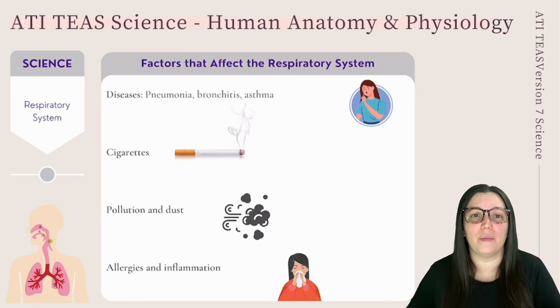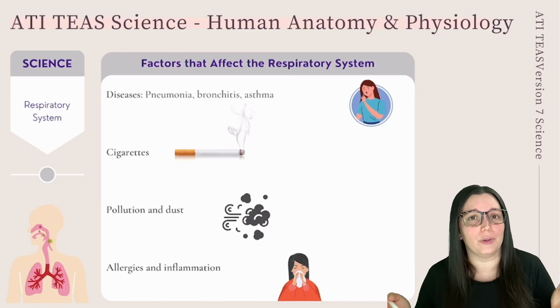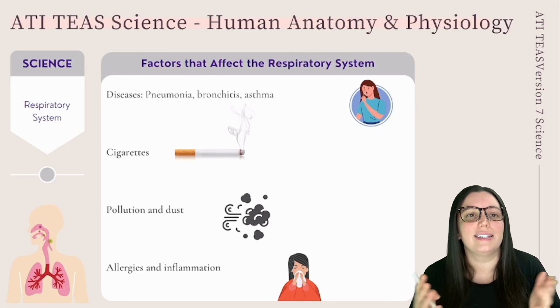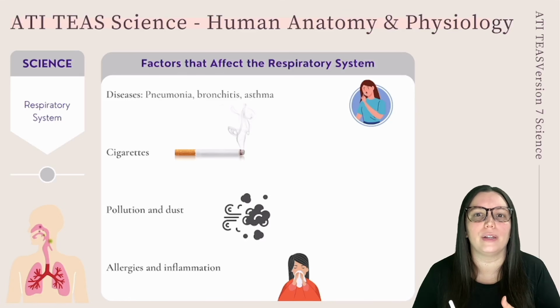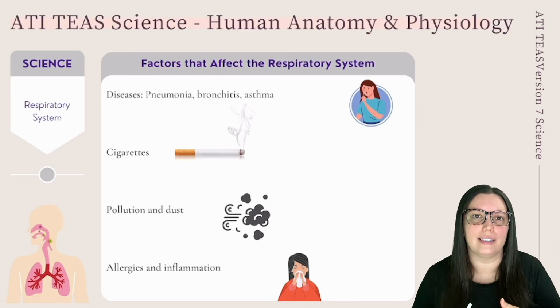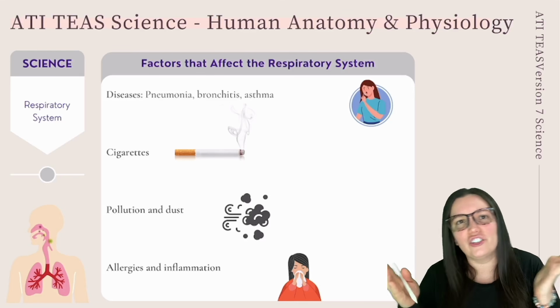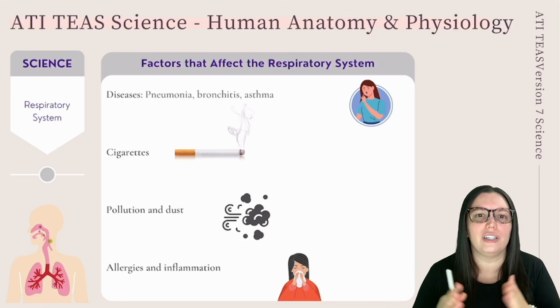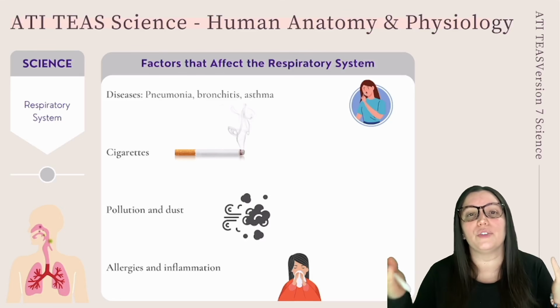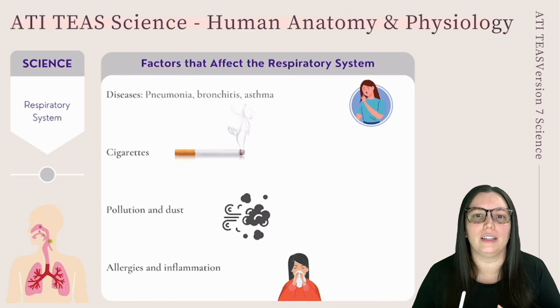Smoking cigarettes is also a major factor that can damage the respiratory system because, as we know, cigarette smoke contains a number of harmful chemicals that can ultimately damage the lungs and the airways. Additional factors such as pollution and dust can also affect the system. As the air quality becomes poor, it can irritate the lungs and cause problems with our breathing.